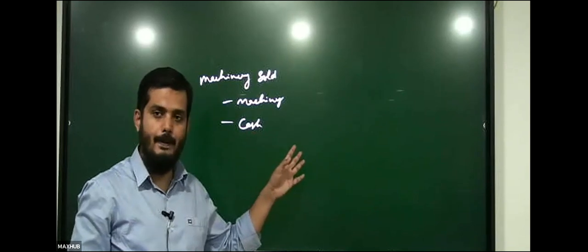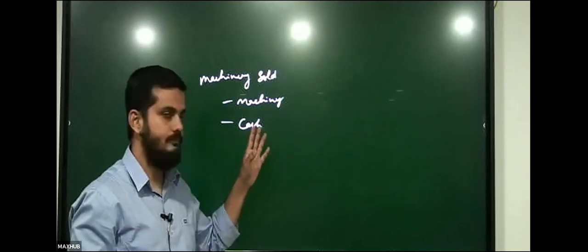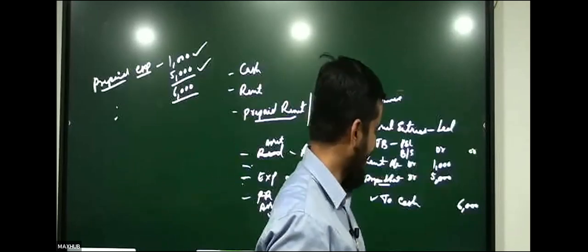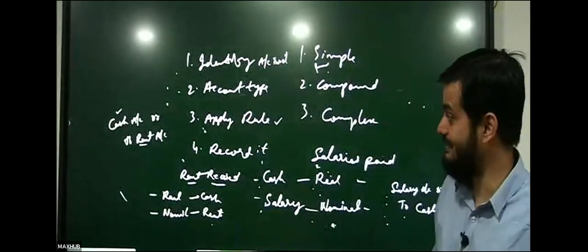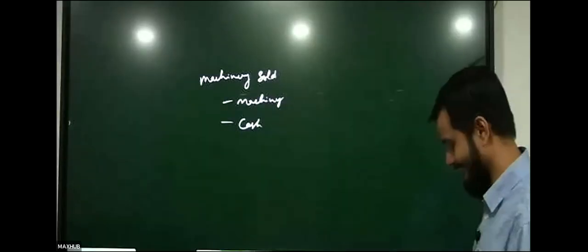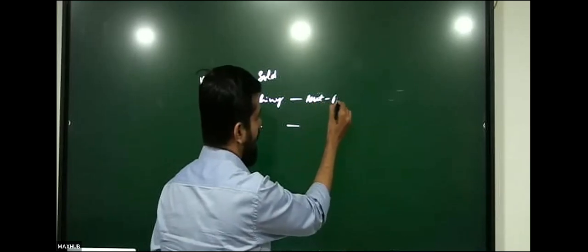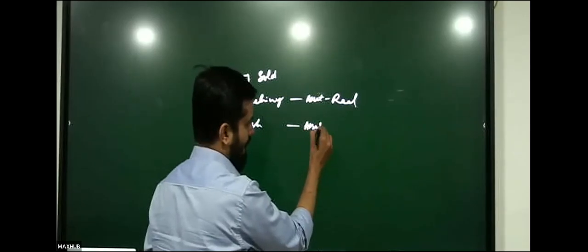What is the second step? Account type. I will allow you to look at this. I think you guys are already missing that. Take the photo if you want. Okay. Account type, right? Yes. And we added one thing: machinery is an asset and it's a real account, tangible. Cash is also an asset and a real account.